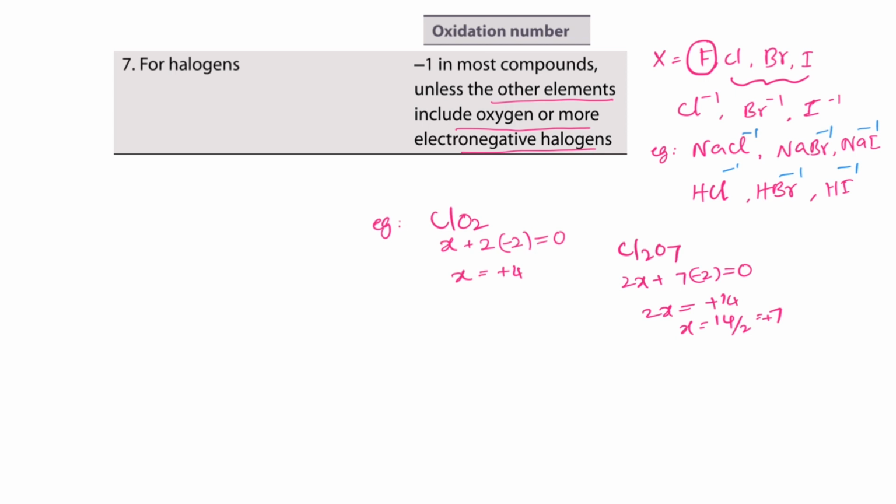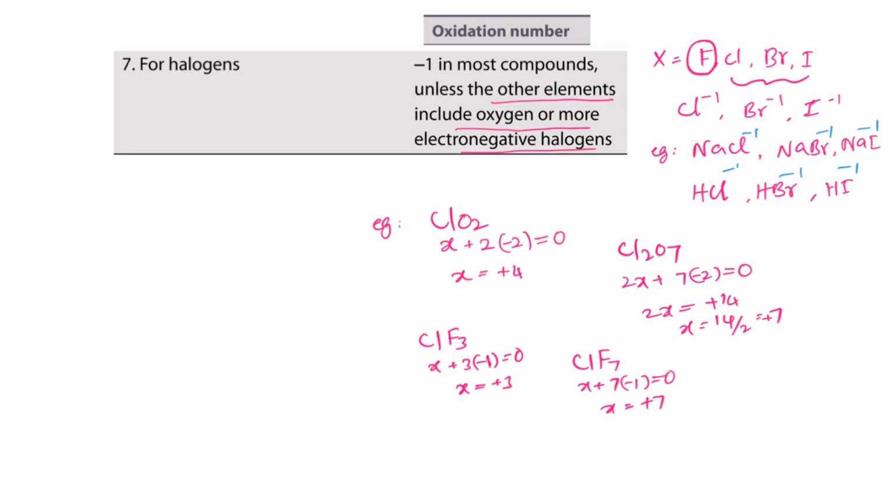Similarly, chlorine combined with a halogen atom, ClF3. Here chlorine is combined with another halogen, fluorine. Then it is x, plus 3 into minus 1 is equal to 0. Then x equals plus 3. Similarly, ClF7. Here it is x, then 7 into minus 1 is equal to 0. Then x equals plus 7 oxidation state.